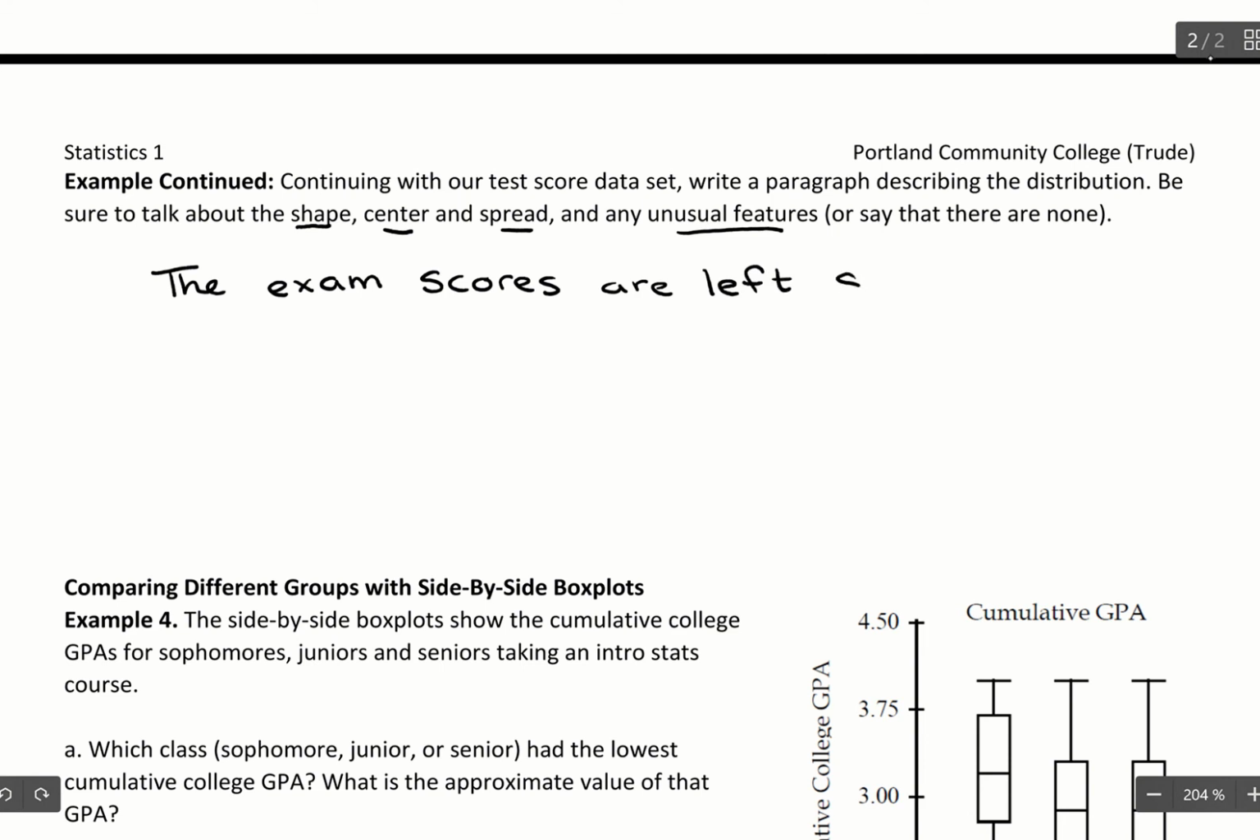And as soon as we determine the shape, that helps us determine how we're going to describe center and spread. If I had said the exam scores are symmetric, then I want to use mean and standard deviation for my description. But because it's skewed, that's where we want to use median and interquartile range. So the exam scores are left skewed with a median score of 82.